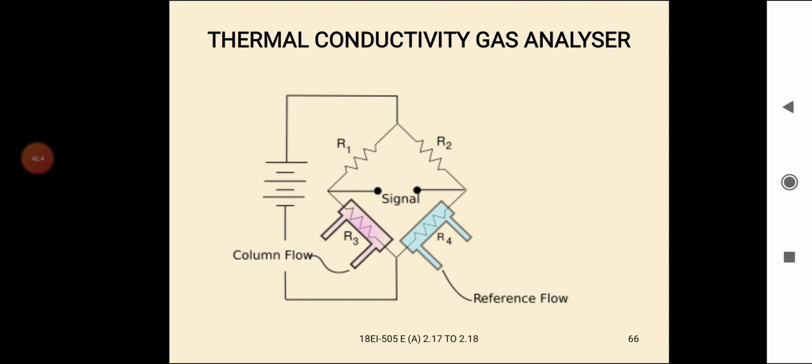The bridge is excited with a DC signal. When the reference and sample lines are passed with the same gas, they have the same temperature, so R3 and R4 have equal resistance, and the bridge is balanced. The output of the bridge circuit is 0.